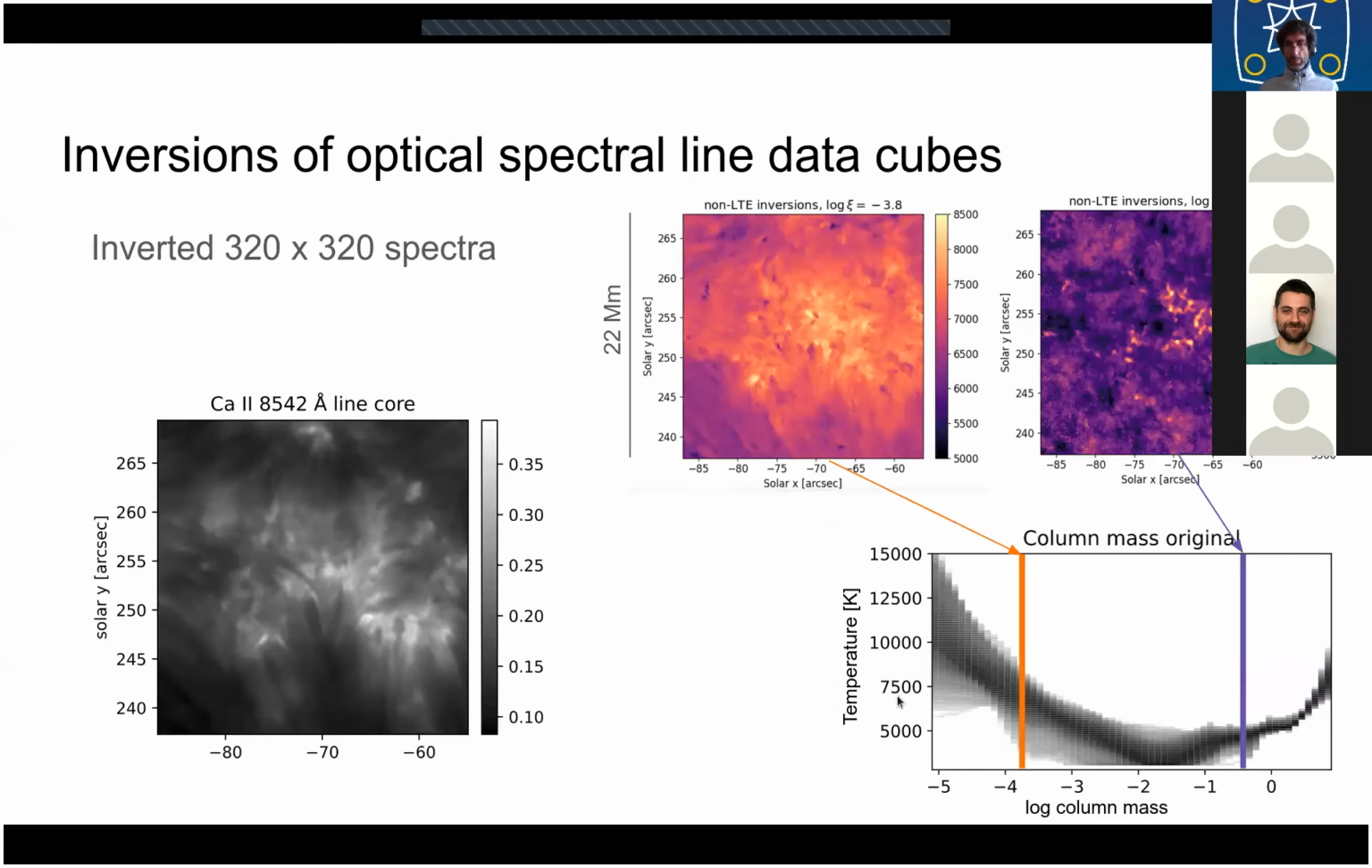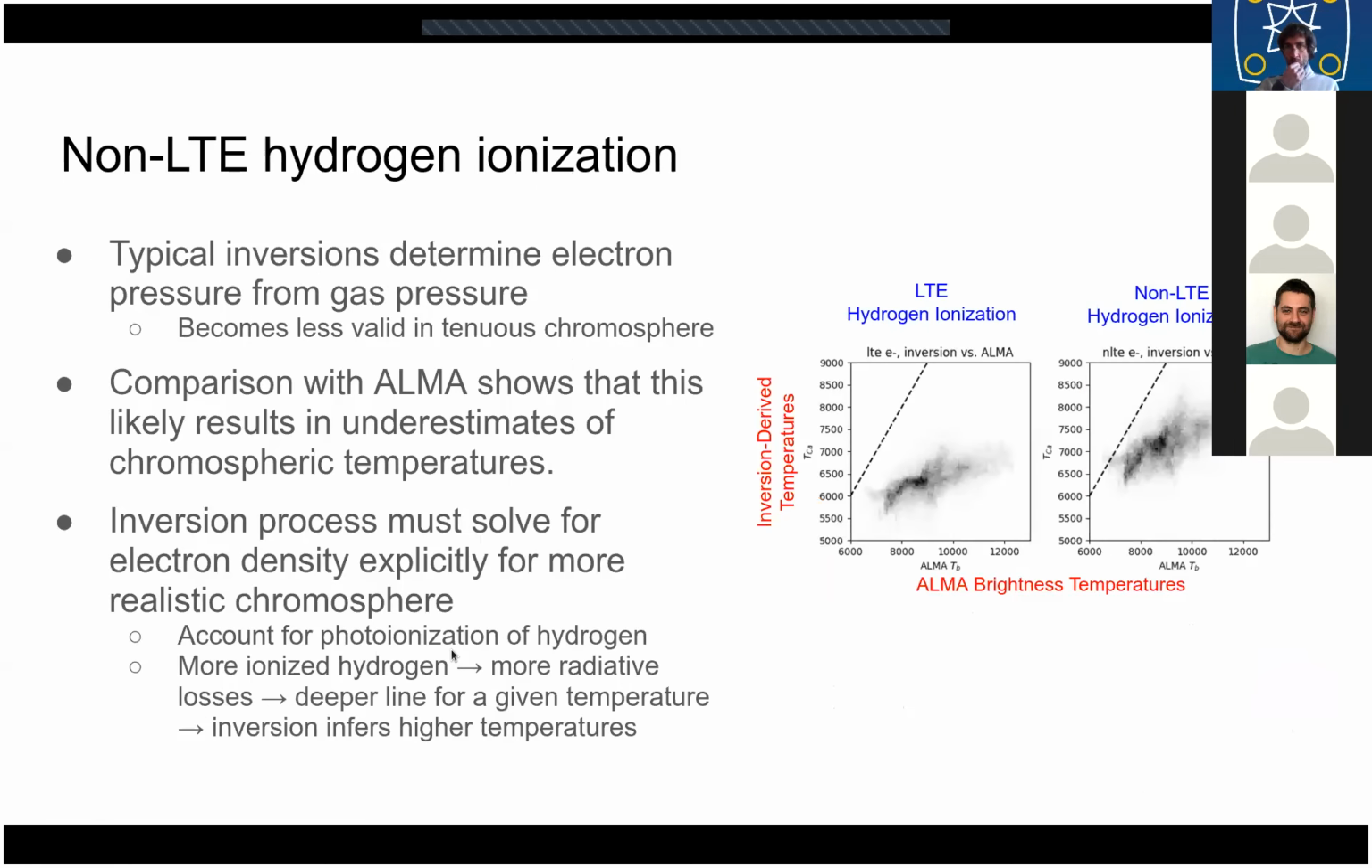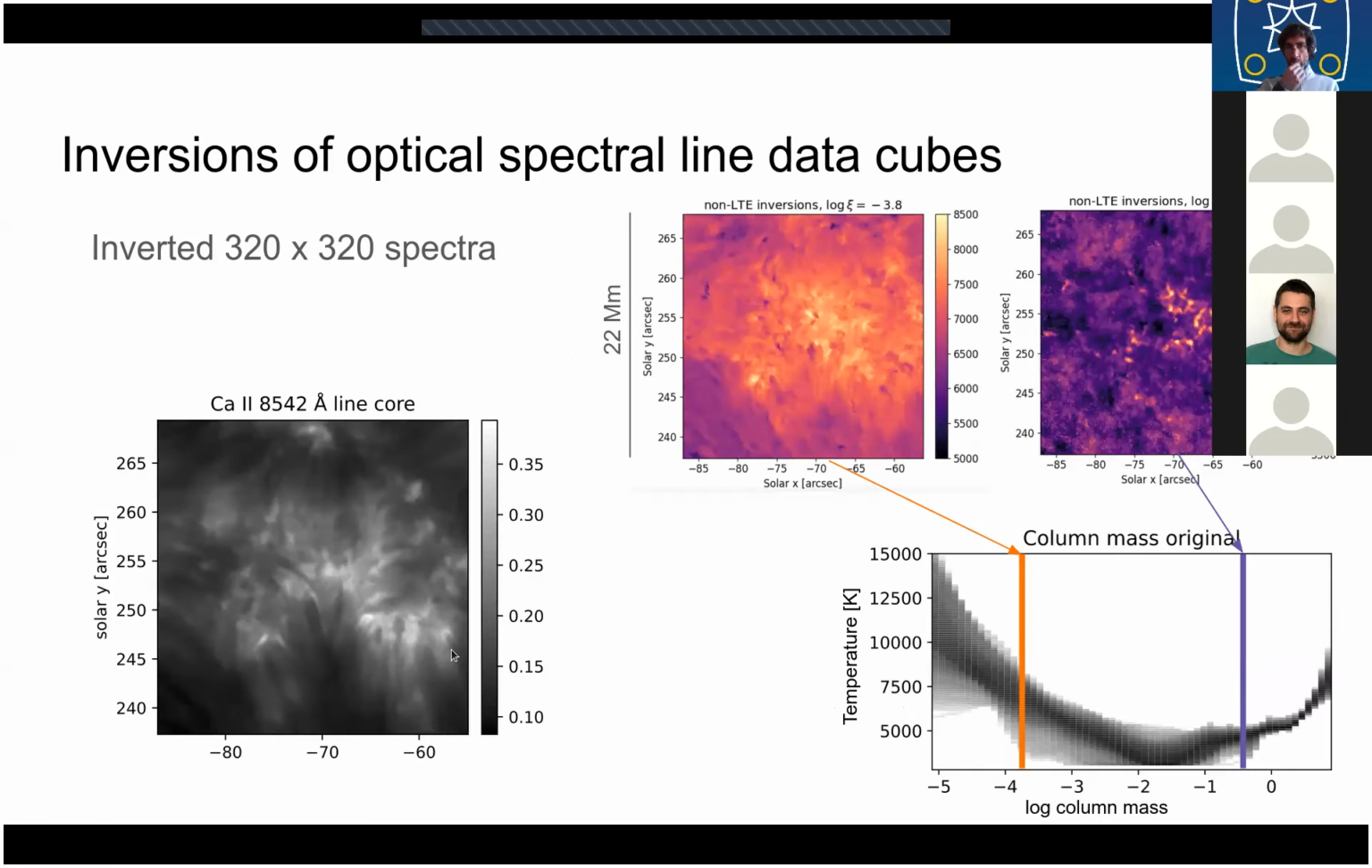So our inversions essentially correlate well with the observed calcium line core. The temperature correlates well with that. And so hopefully we can get some useful information out of that.